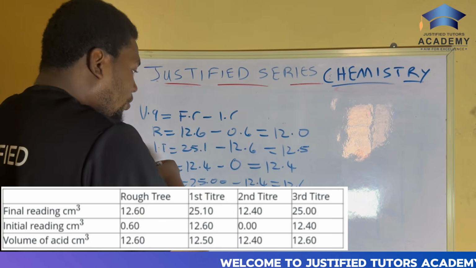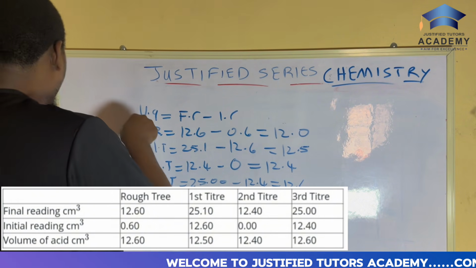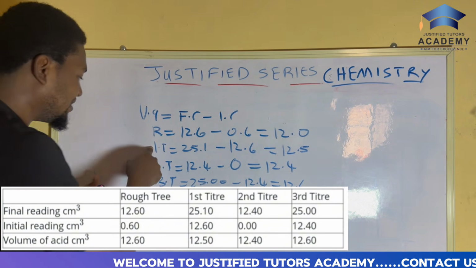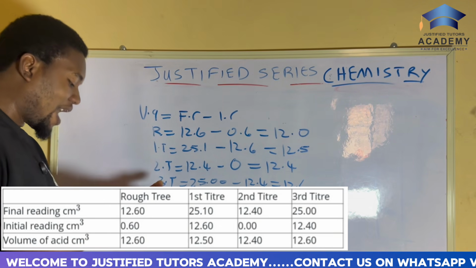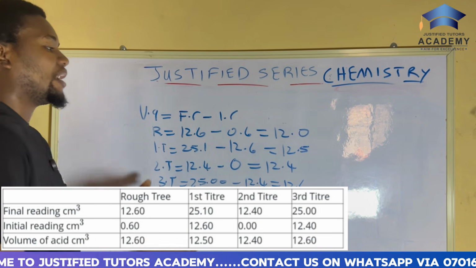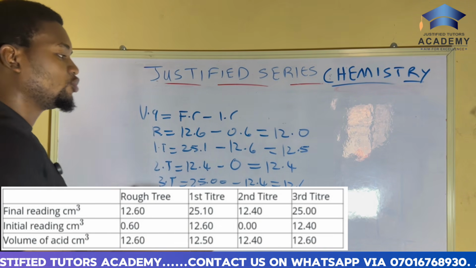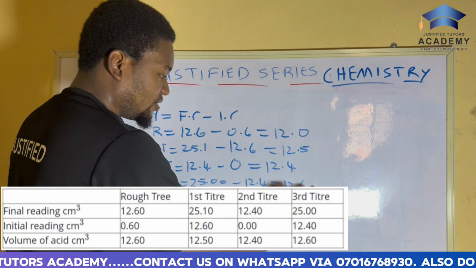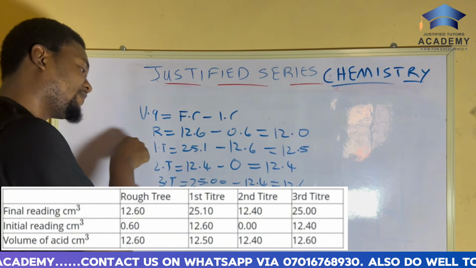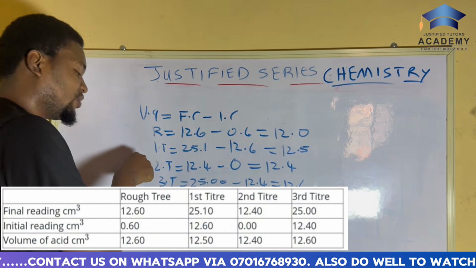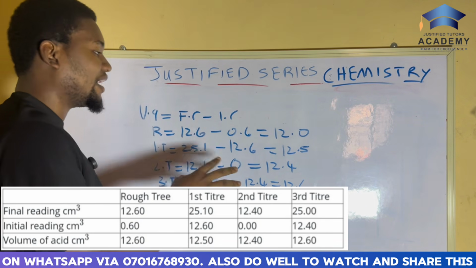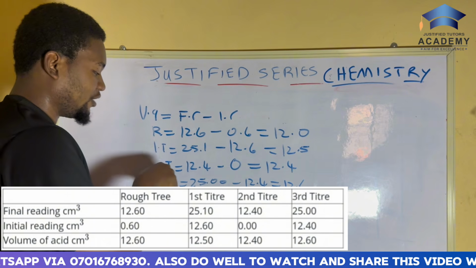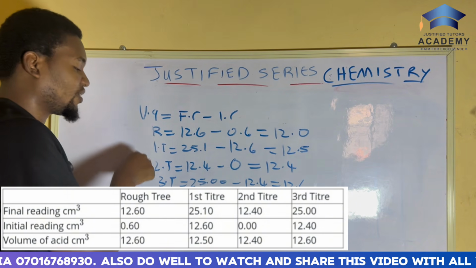So once you've been able to get your volume of acid for each of these, what then do you do? You have to now get your average titer value. And how do you get your average titer value? You add everything here together. You add the first titer value, second titer value, and third titer value together and divide by 3. And if you don't have a third titer value, you add the first and second together.